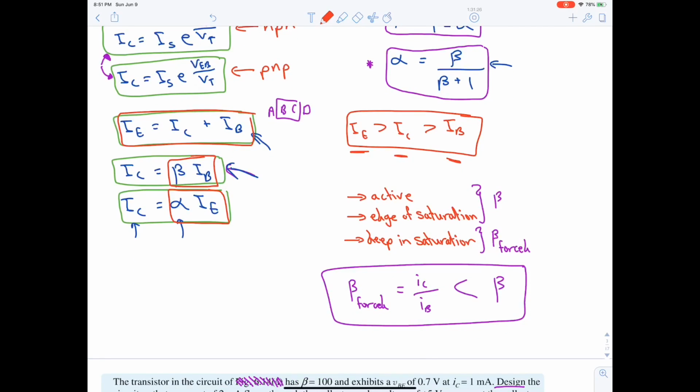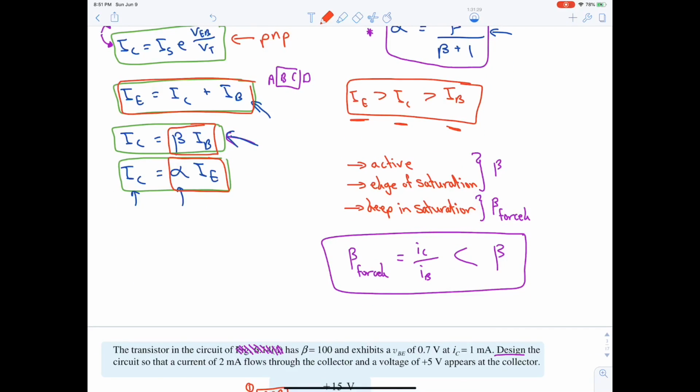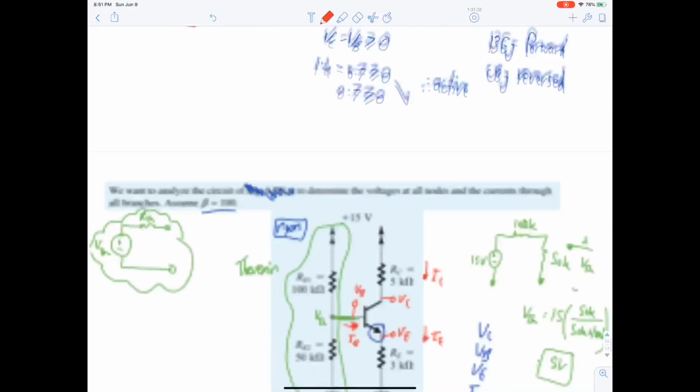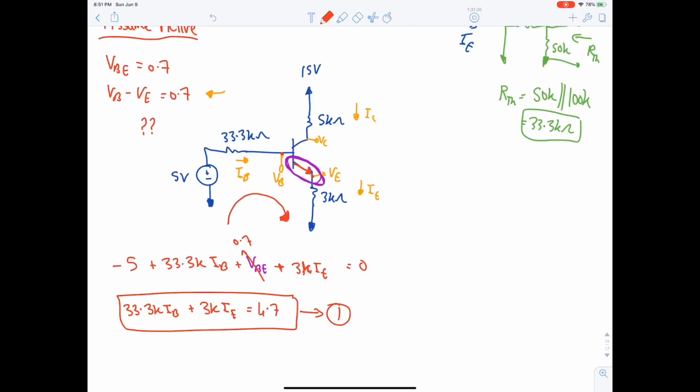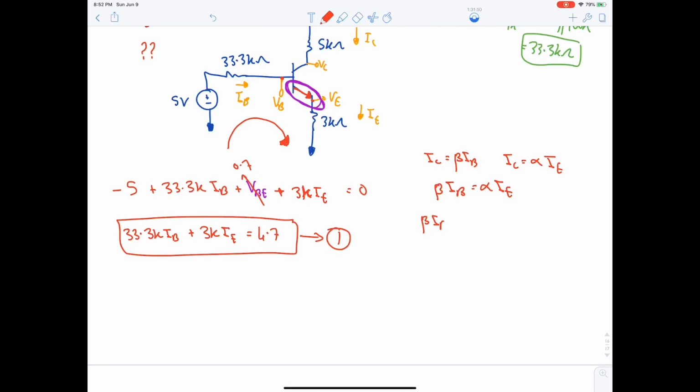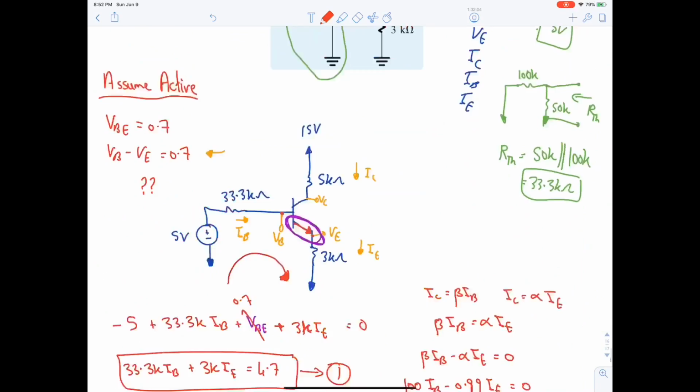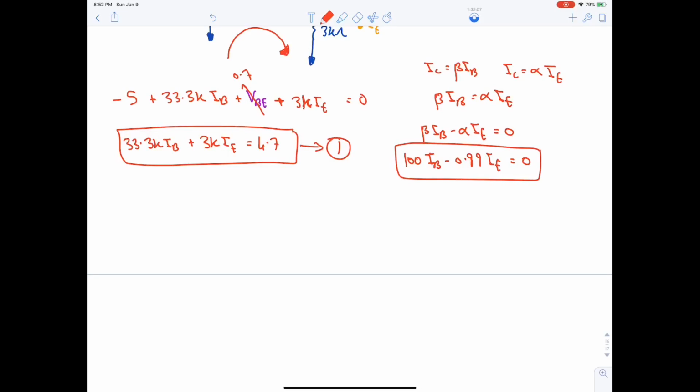But if you take this and equate it to this, then they are equal. So we have here IC equal to beta IB and IC equal to alpha IE. So beta IB is equal to alpha IE. Beta IB minus alpha IE is equal to 0. Beta is 100, so 100 IB minus 0.99 IE equal to 0. I got beta from the question, it said 100. So here we have the second equation.